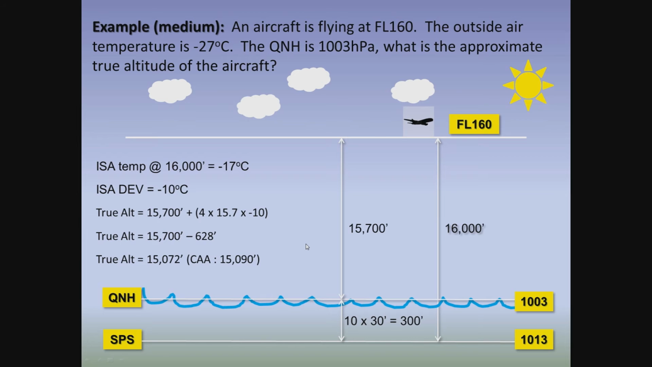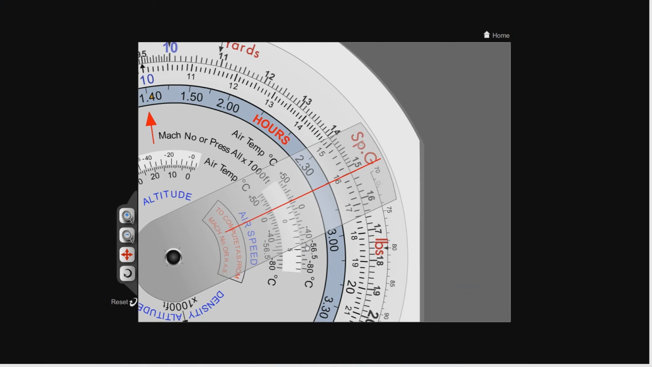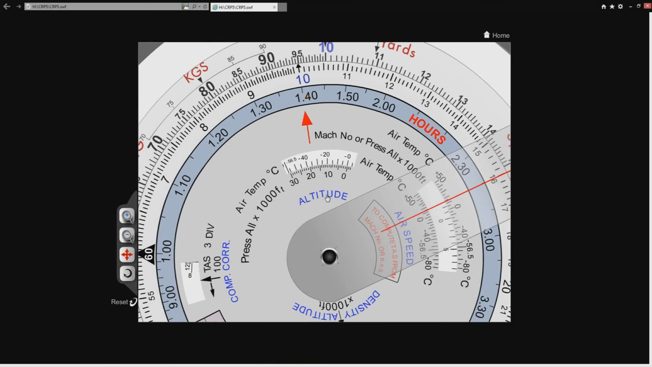So let's see how we do this one on the CRP-5. So there we go. So let's have a look. So in this window now, we need to again put in our pressure altitude or equivalent, which in this case will be 16,000 feet, because remember this is pressure altitude, which effectively is what a flight level is. It's relative to the same pressure datum. And the outside air temperature is minus 27.